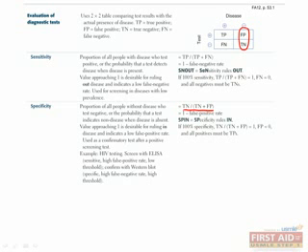Specificity is defined as the proportion of all people without a disease who test negative, or the true negatives divided by the sum of the true negatives and false positives. A test with a high specificity would be a good rule-in test, thus the mnemonic SPIN. A specificity approaching 1 is desirable for ruling in disease and indicates a low false positive rate.